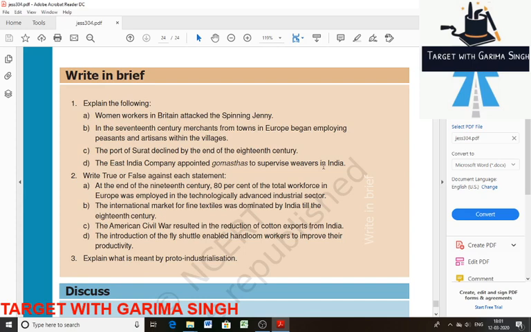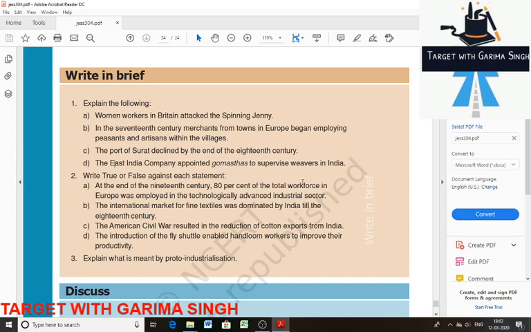Then last is: why did the East India Company appoint gomastas to supervise weavers in India? The East India Company appointed gomastas to eliminate the existence of traders and brokers and establish direct control over the weavers, to prevent weavers from dealing with other buyers by means of advances and control. In this manner, weavers who took loans and fees in advance were obligated to the British.